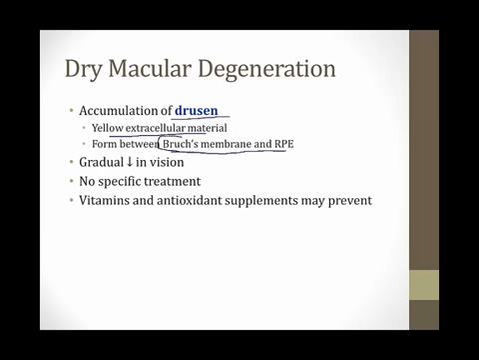And this is what you want to remember for step 1 of your boards. If they ask you about dry macular degeneration, they are likely going to ask you where the drusen are found, and you need to know that they are between these two layers. This leads to a gradual loss of vision, as we discussed earlier, and unfortunately for dry macular degeneration there is no specific treatment. Luckily it's slowly progressive, so it often doesn't result in complete visual loss, but the visual impairment usually cannot be reversed. There is some evidence that vitamins and antioxidant supplements may help slow the process, but in general there is no treatment or cure for this condition.